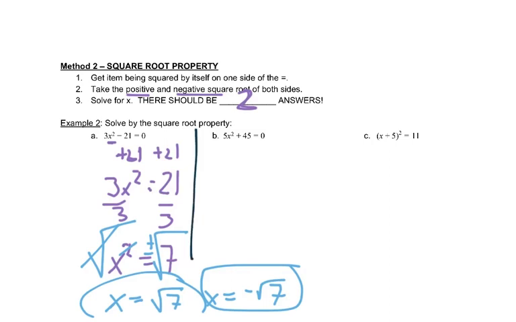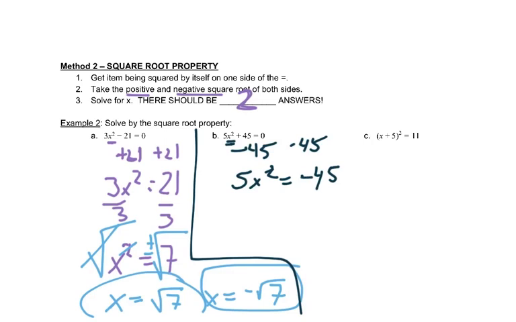In example B, we have to do the same sort of thing. The item that's being squared is x squared. So we would subtract 45 from both sides. So we get 5x squared equals negative 45. And then we divide both sides by 5. And we get x squared is equal to negative 9.